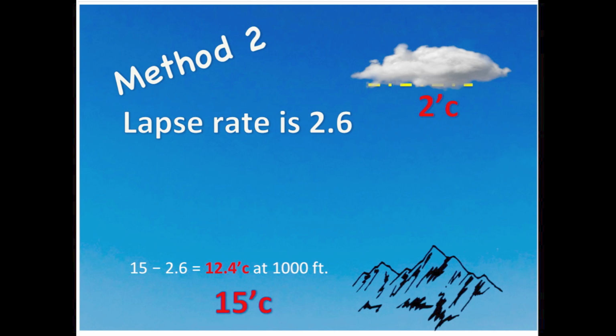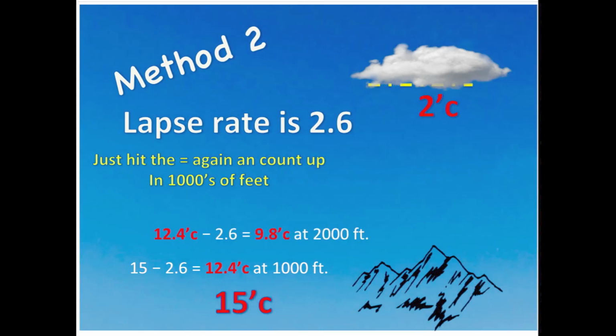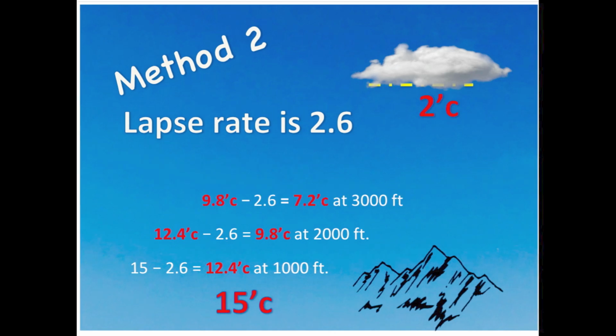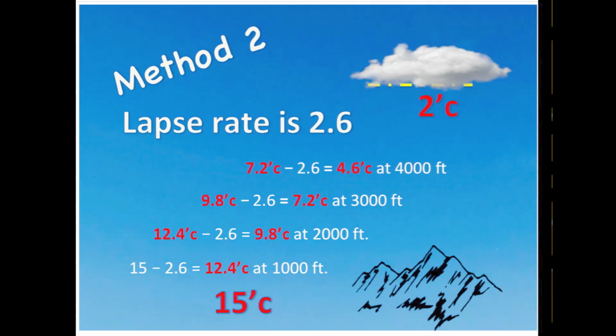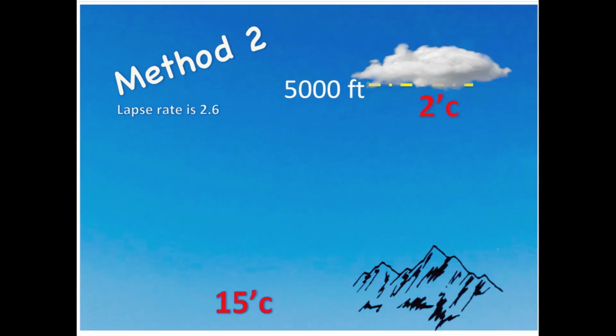Okay, so we start with 15 degrees on the ground, we take away 2.6, which is our lapse rate, and we end up with 12.4 degrees at 1,000 feet. So from this point forward, you can just keep clicking your equals button, and as you are, you're counting up in thousands until you get up towards your dew point. Once you've reached your dew point, you realize how many thousands of feet you've had to count, and you can count on that being pretty darn close to where cloud height will be for this moment that you have calculated.